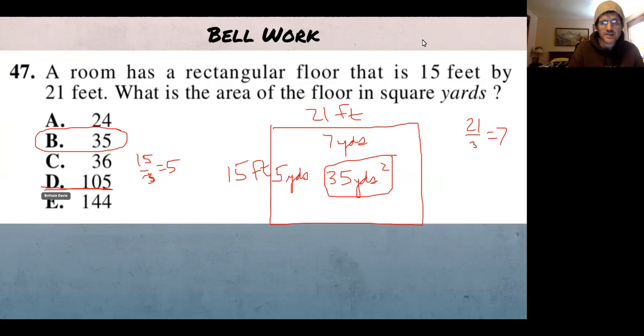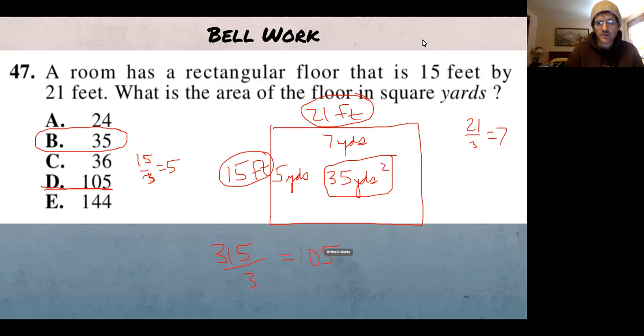What some people did, and there were a number of people who answered D, and this one I can understand why people did that, because here's what happens if you got D as your answer. You did your 21 times 15. 21 times 15 is 315. And what you did is you divided by 3, because you thought, oh, there are 3 feet in a yard, so I'll just divide by 3. Oh, there we go, it's 105.